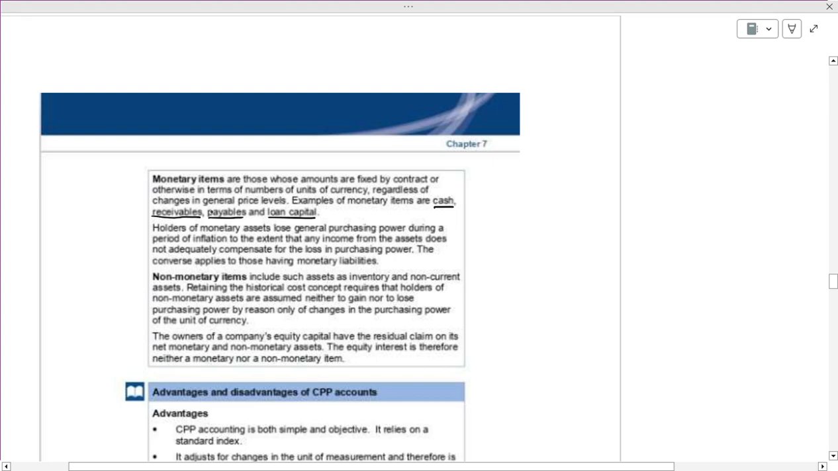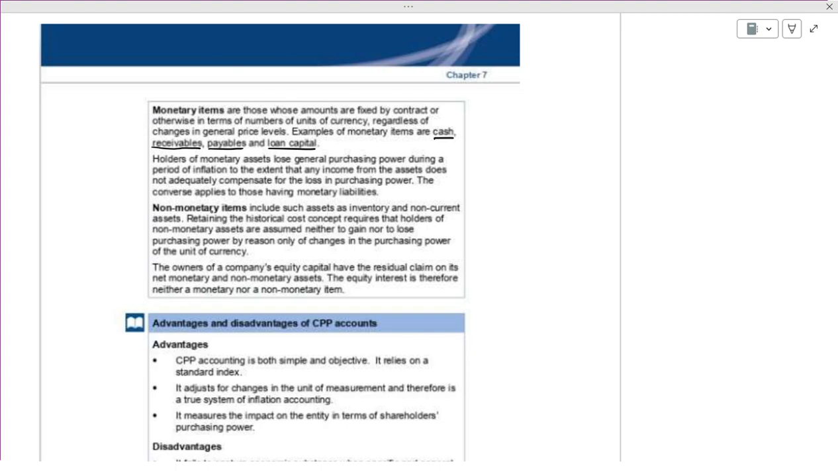What are the non-monetary items? Non-monetary items include inventory and non-current assets. Inventory is non-monetary. We cannot convert it into cash immediately. Retaining the historical concepts. That's very important. I will put it in purple color. What are the non-monetary assets and what are the monetary assets?